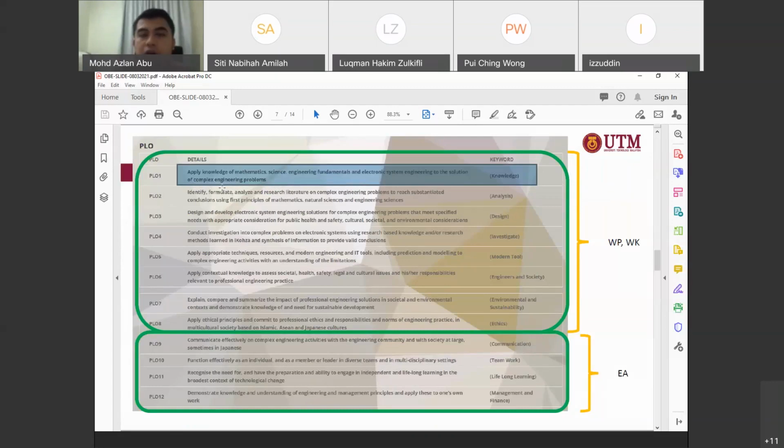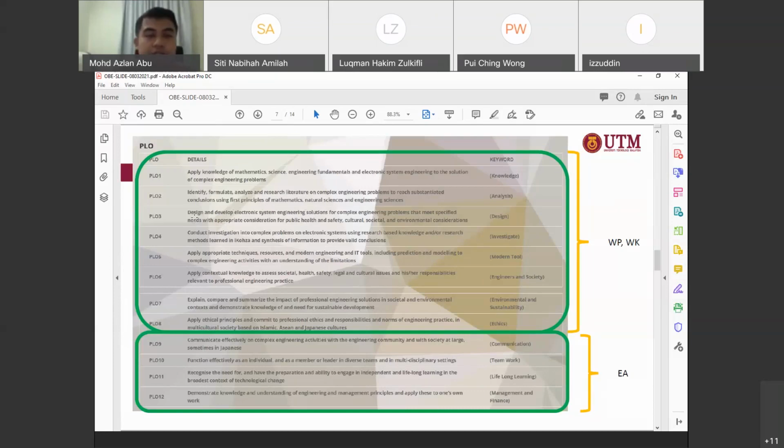If your friends take another degree program, for example bachelor of science, bachelor of technology, or bachelor of engineering technology, the wording here is different, not complex engineering problems. Only engineering has complex engineering problems. Next, PLO2: you identify, formulate, analyze, and research literature on complex engineering problems to reach substantiated conclusions using first principles of mathematics, natural sciences, and engineering sciences. This falls under analysis, where you analyze your problem based on literature, using basic knowledge.